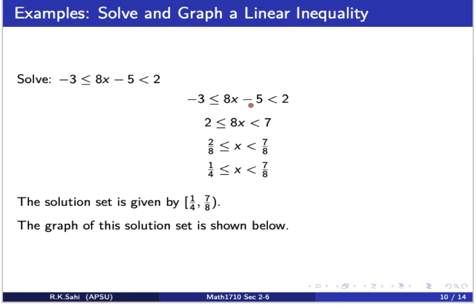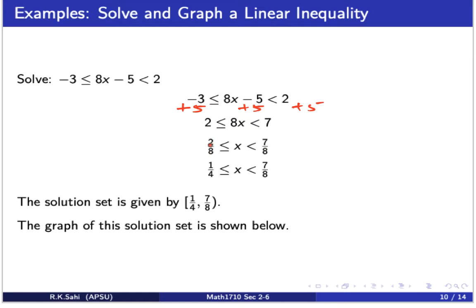So the first thing we're going to do is add a 5 on both sides. The whole inequation, we add a 5. So that means this is minus 3 plus 5, 2, less than or equal to 8x, strictly less than 7. Remember, we have to solve for x. That means x should have coefficient 1. Now we divide by 8 throughout. So you have 2 over 8 less than or equal to x, strictly less than 7 over 8.